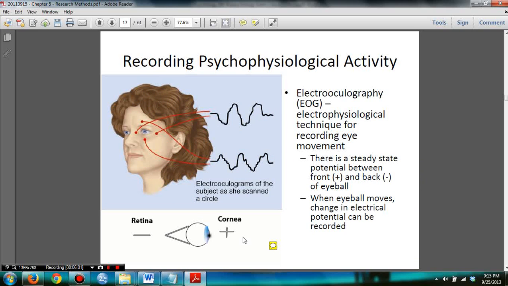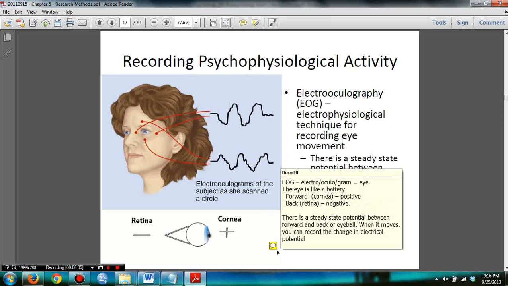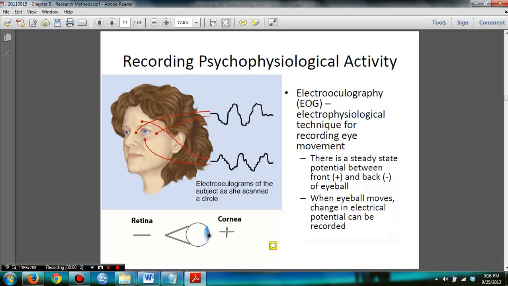Now we're looking at electrooculography, which is EOG. And here's my side note also. Pause the video if you want to look at it. Basically, you need to read this part over here.